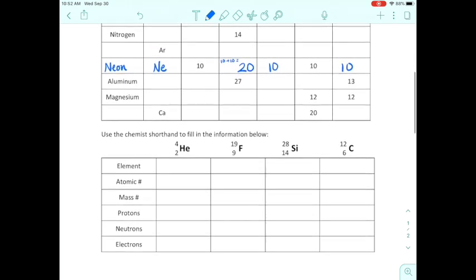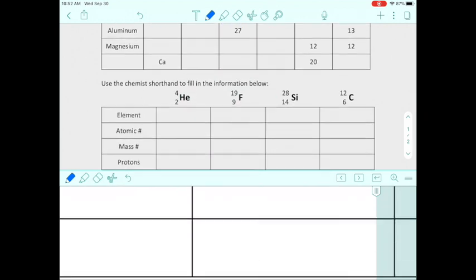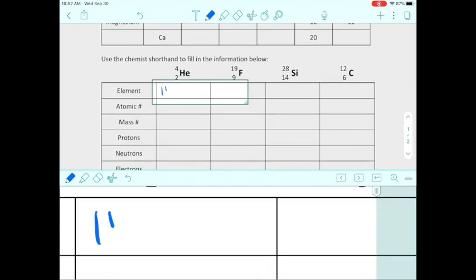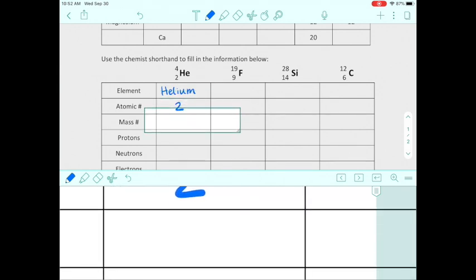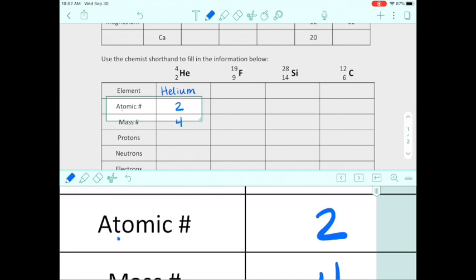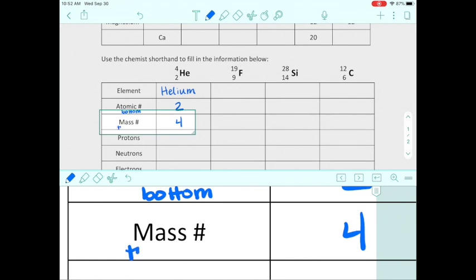And let me show you down here at the bottom. They gave us the chemist shorthand, and we're going to fill in the missing information using the shorthand. Okay, so the first one is helium. So He is helium. Again, I gave you that. The atomic number is always the smaller number, so that's 2. For the shorthand, it's always going to be on the bottom. The mass number is the larger number, so 4. And again, for the shorthand, that's always going to be on top. So this is always the bottom number and also the smallest. And this is the top number and the larger number.